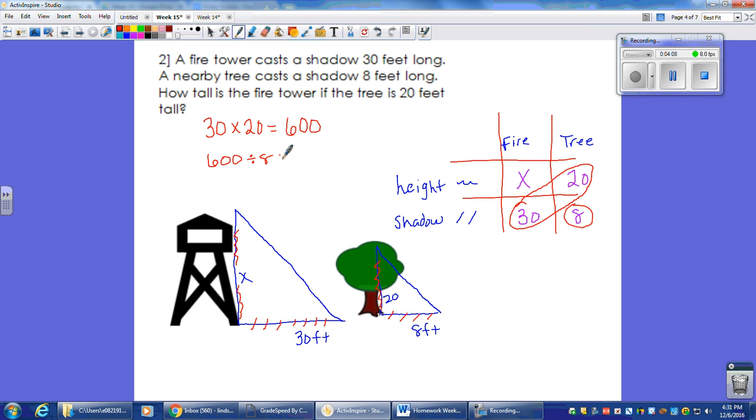So off to the side down here, I'm going to do 600 divided by 8. And 8 goes into 60 7 times, and we're going to subtract the 56, get a remainder of 4. Bring down the 0, and 8 goes into 40 5 times. So the height of my fire tower is 75 feet tall.